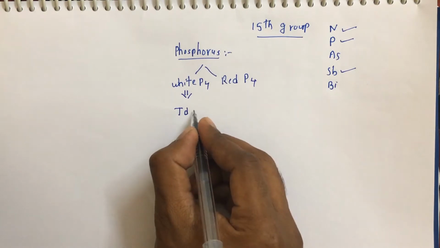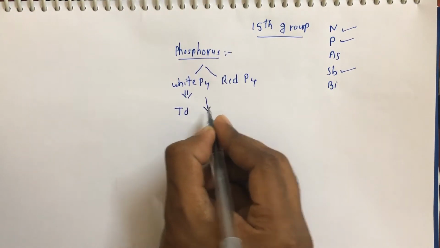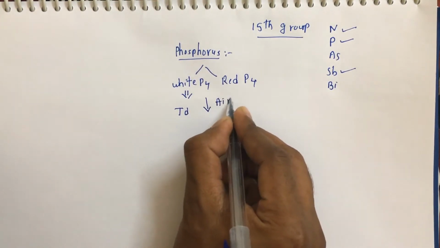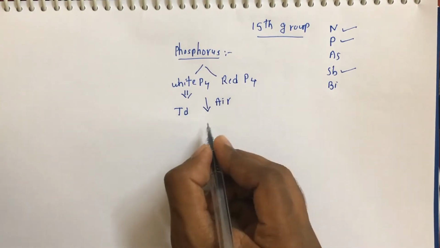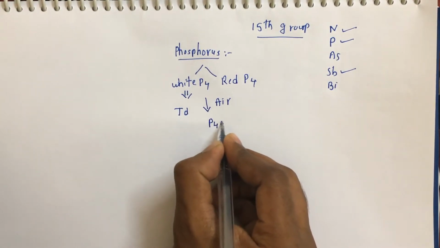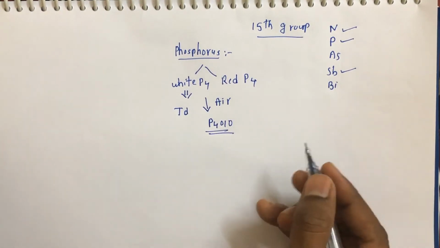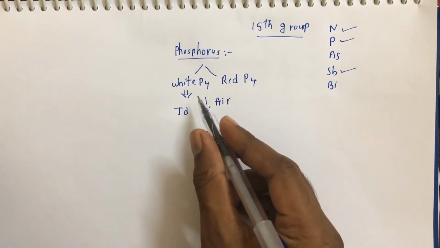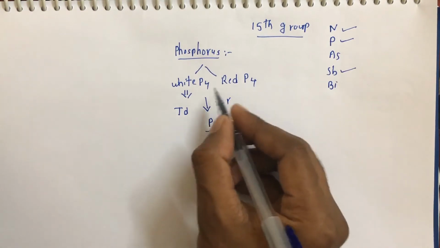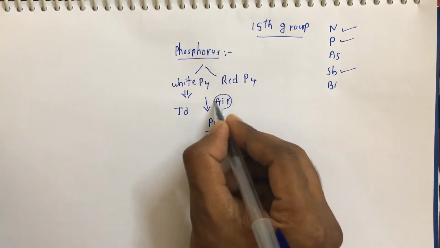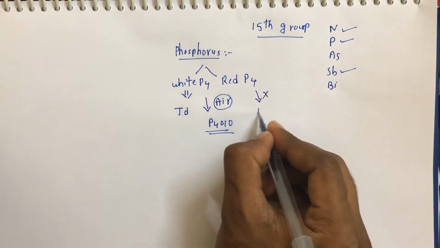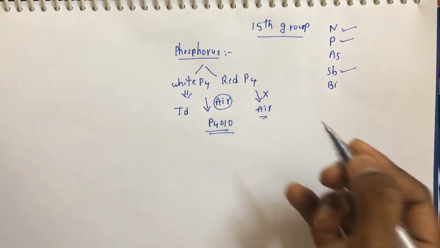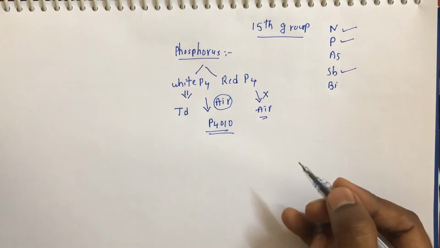But this compound is highly reactive towards air. When it reacts with air, it forms the compound P4O10. So this is very important. The difference between white phosphorus and red phosphorus is that white phosphorus reacts very fast with air and forms P4O10, and red phosphorus doesn't react with air.